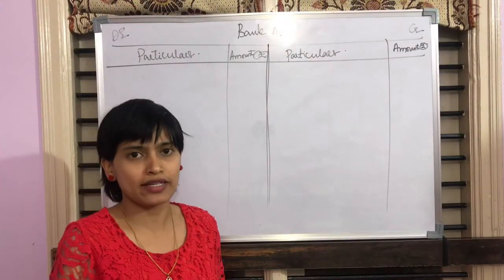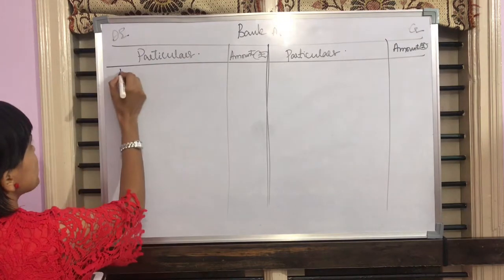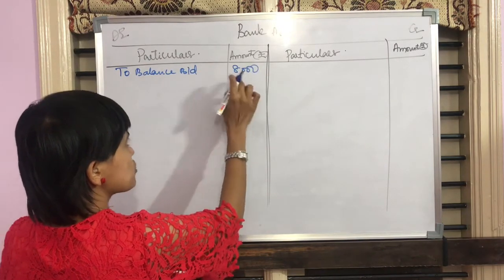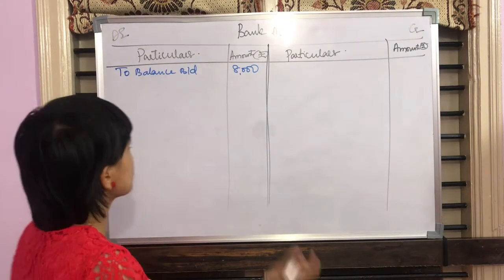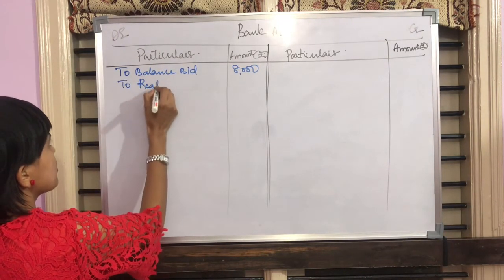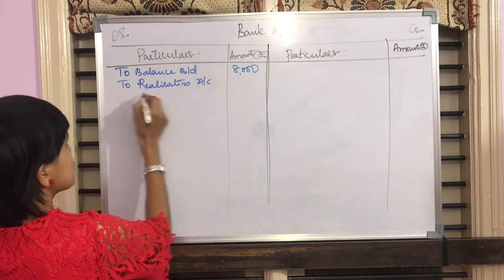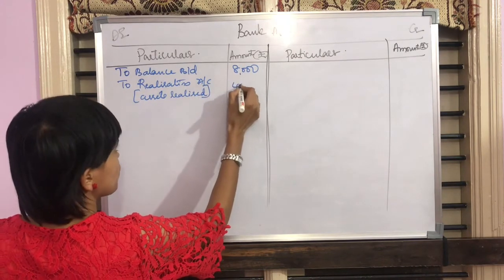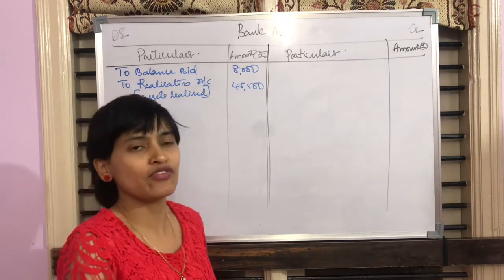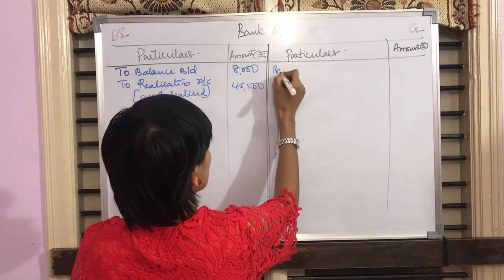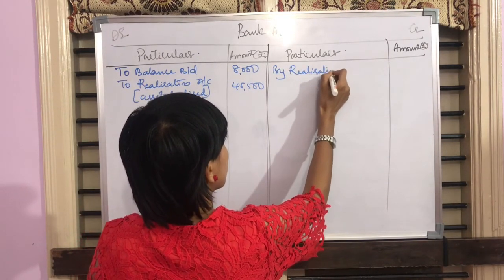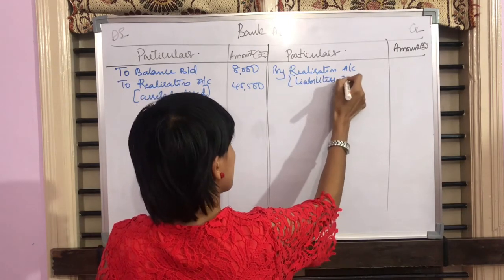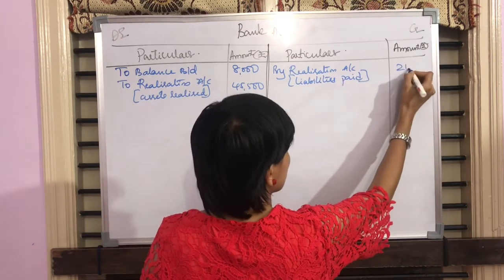So for preparation of bank account, let's bring down the balance in bank account. So write it as to balance brought down, amount rupees 8,000, which is reflecting in the balance sheet. Followed by realization account. So first we will record the assets which are being realized. So realization account in bracket assets realized, amount is rupees 45,500. Then we have payment of liabilities. So let us write it as by realization account, liabilities paid, amount is rupees 21,000.